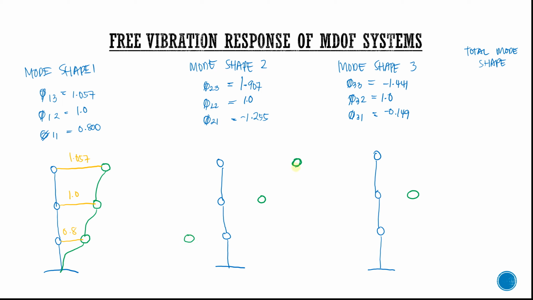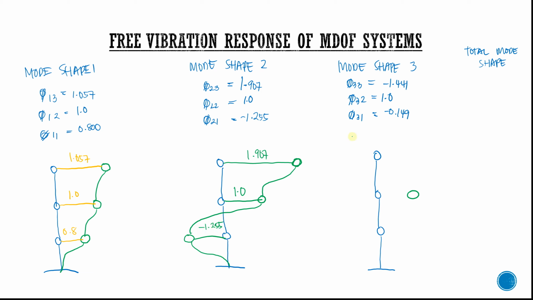And then we'll just draw the elastic curve of the mode shape. So this will be our second floor. So the topmost, we have the 1.907. And then here we have the 1.0. And here we have the negative 1.255.